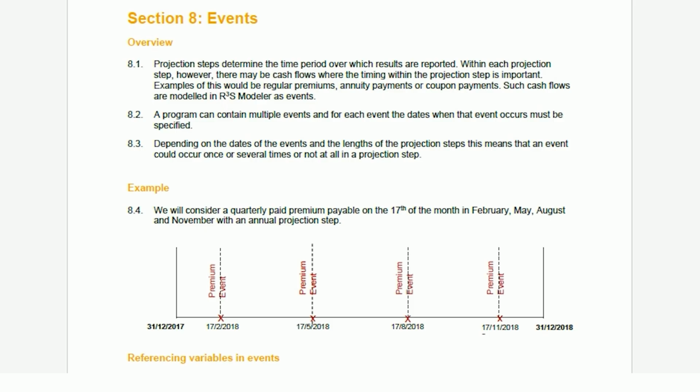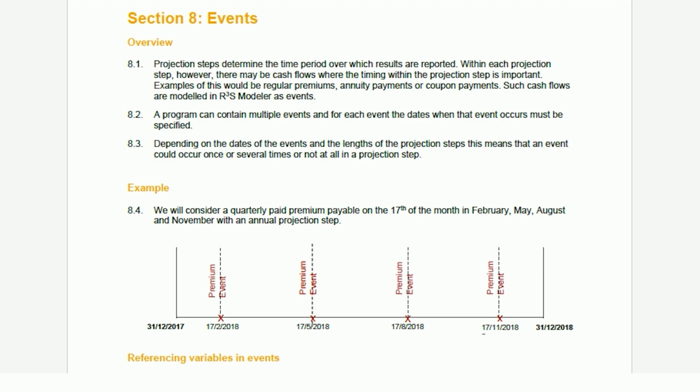The concept of events is explained in Section 8 of the Delegate Binder. Projection steps determine the intervals at which results are reported. However, within each projection step, there may be cash flows whose exact timing is important. Examples of this would be regular premiums, annuity payments, and coupon payments. Such cash flows are modeled in Modeler as events.